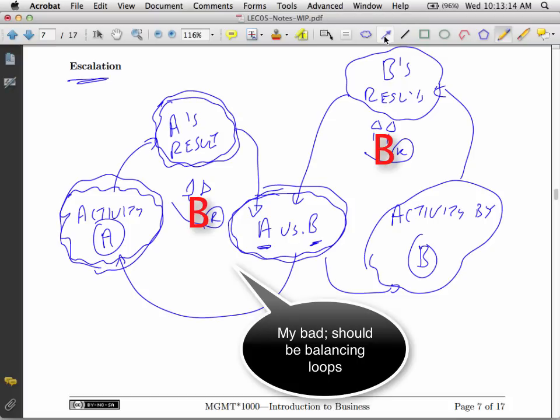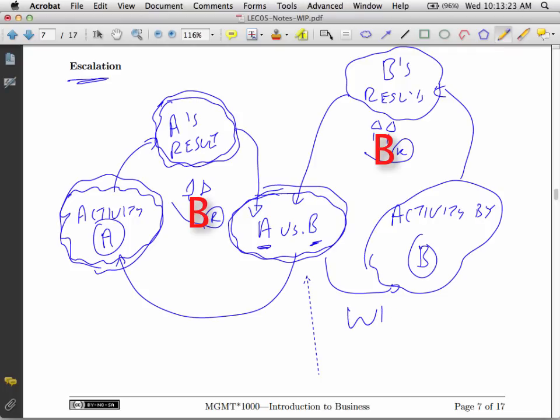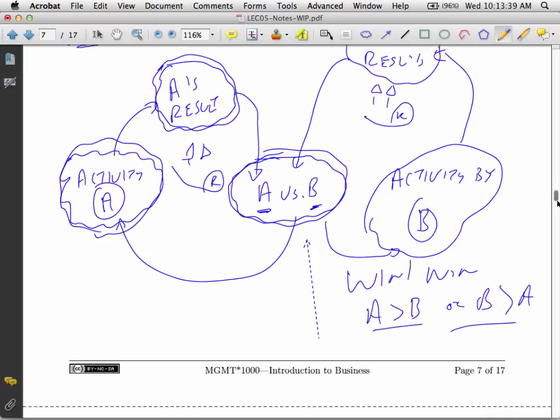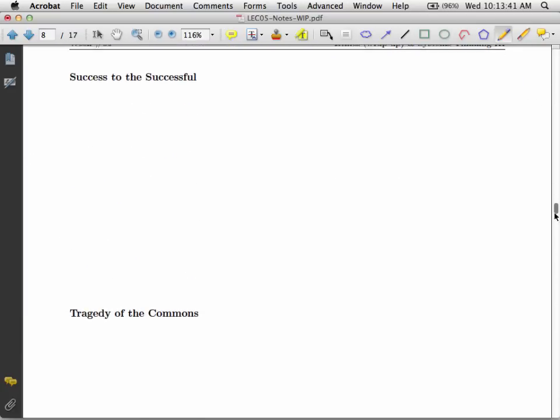What you want to do to try to disarm this, no pun intended, is to focus on a win-win situation versus an A beats B or a B beats A kind of situation. So focus on the win-win, and hopefully that will result in de-escalation. Couple more system archetypes for you.